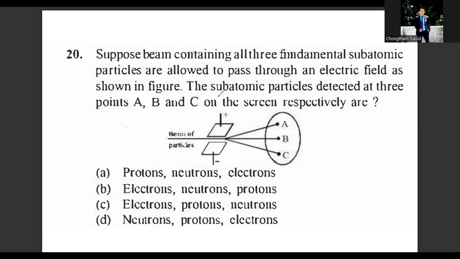So the answer for this question would be electrons for A, neutrons for B because it went straight, and protons for C, because minus and proton will be attracted, but then positive and electron will be attracted. Neutral particle, which is neutron, discovered by James Chadwick in 1932, right? So these are the fundamental subatomic particles.